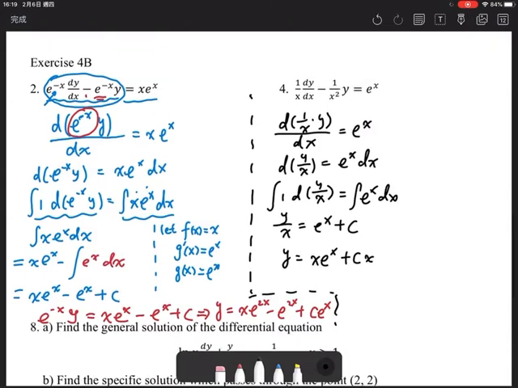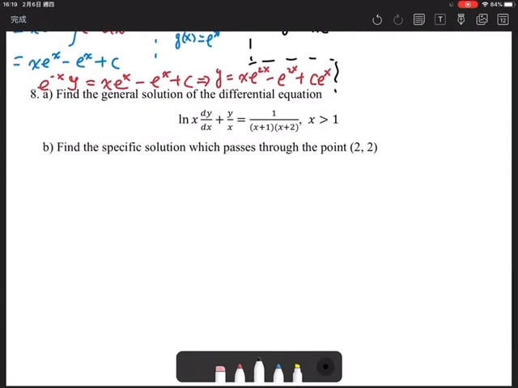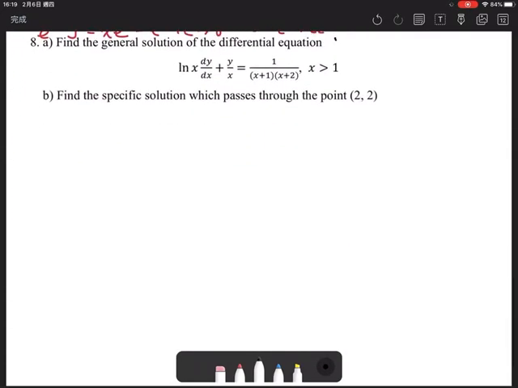And now let's move to question 8. So find the general solution of the differential equation for x greater than 1. So let's check. Here, firstly, we cannot use separating variables method, because we cannot write one side as y only and another side as x. So now let's check here.